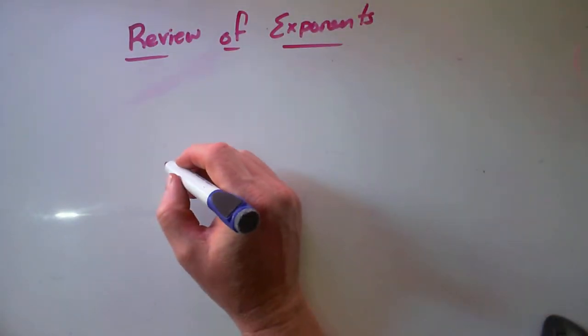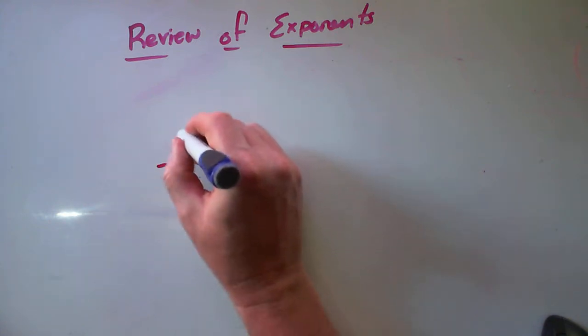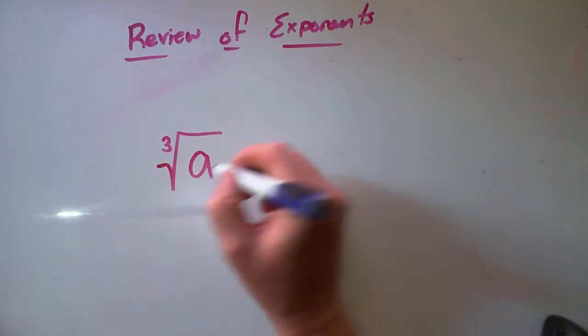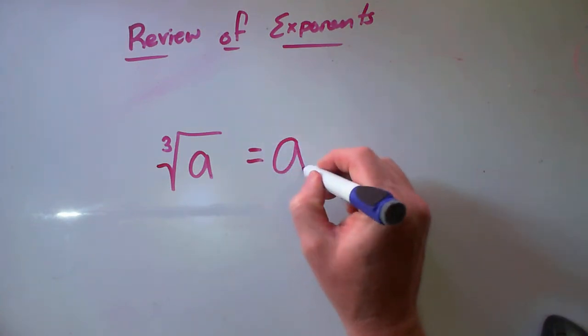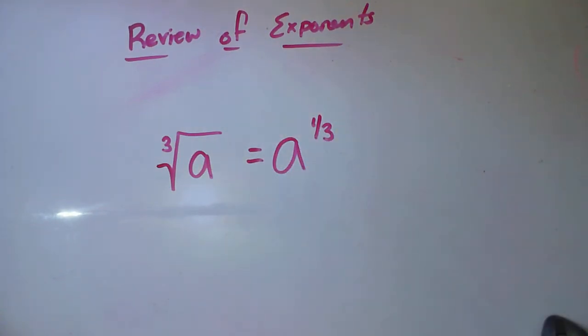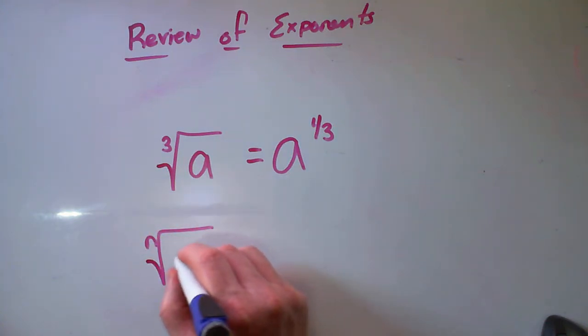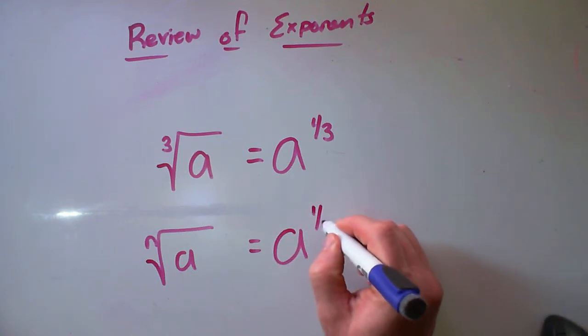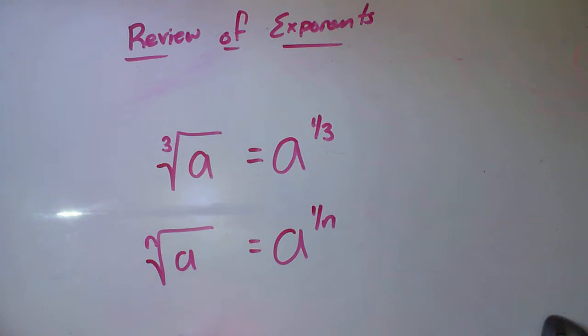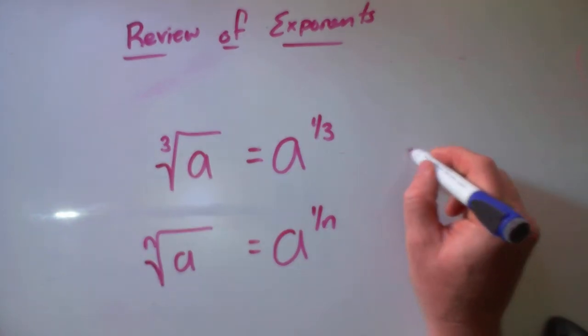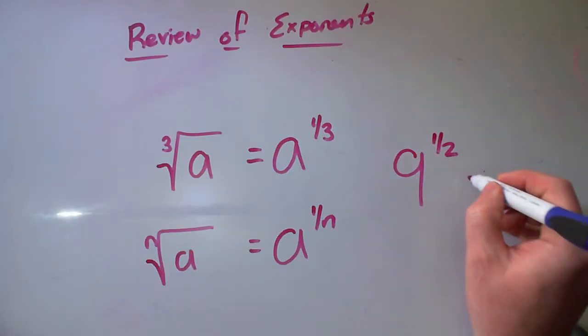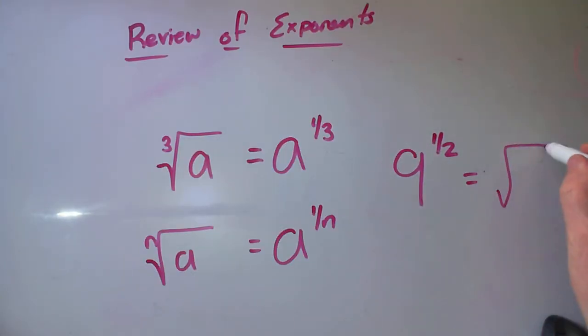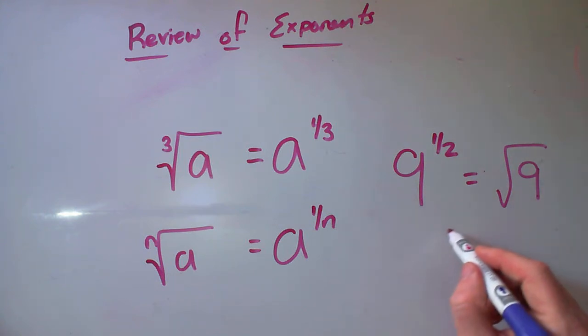Fractional exponents occur as well, and they are basically roots. So if you had the cube root of a number, that is going to be that number to the 1/3 power. In other words, the nth root of a is the same thing as a to the 1 over n power. So if you had, say, 9 to the 1/2, that's basically asking you for the square root of 9, which is 3.